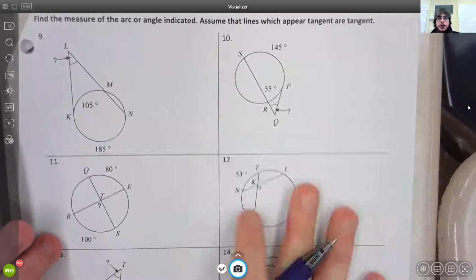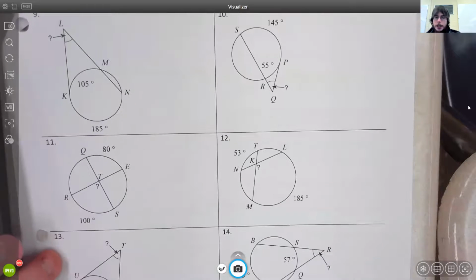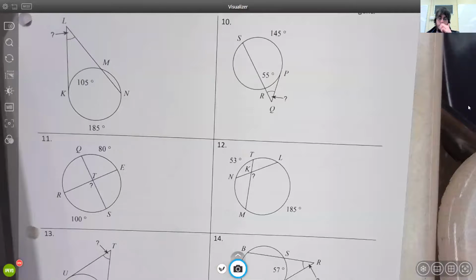In the next video, we will be covering the interior and exterior angles, as well as a couple of other problems on central and inscribed angles.